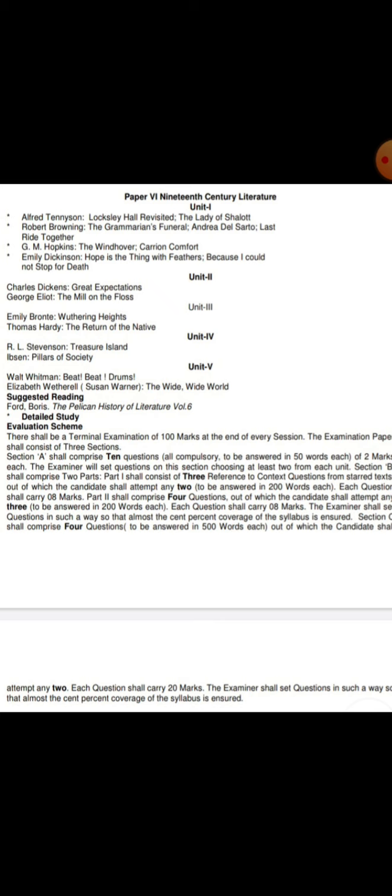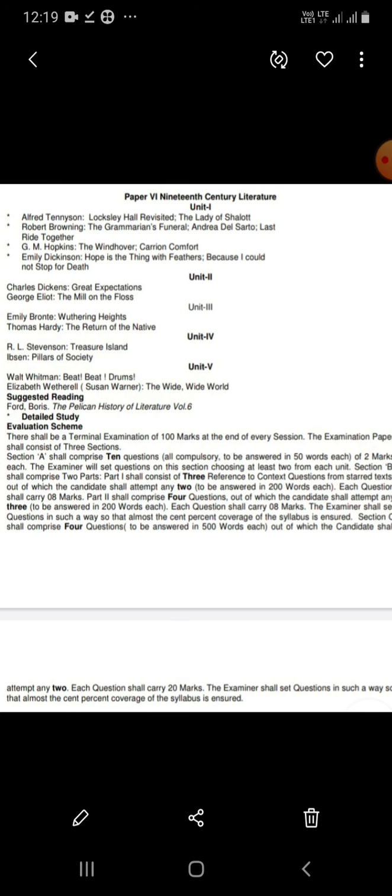Now we come to Unit 4. In Unit 4 again we have 2 writers. One is R.L. Stevenson, and his work Treasure Island is in your syllabus. The next writer is Ibsen. Henrik Ibsen is the full name of this writer. Henrik Ibsen's Pillars of Society, it is actually a drama, is in your syllabus.